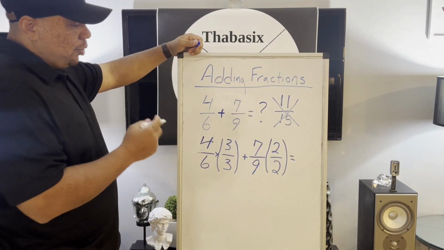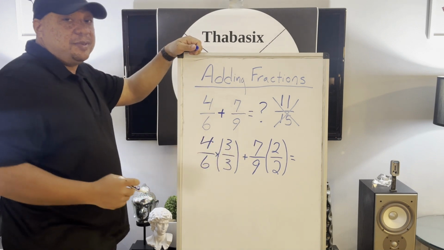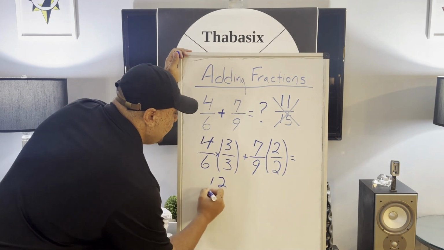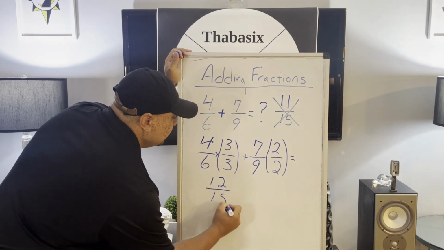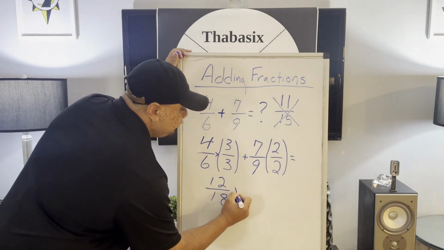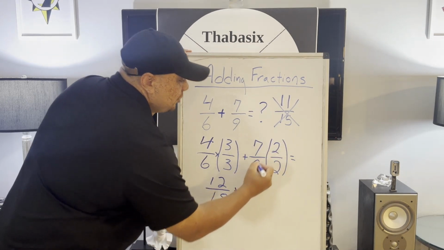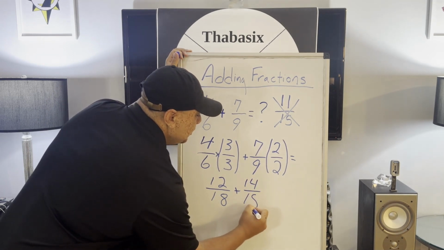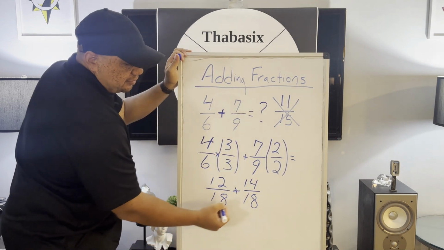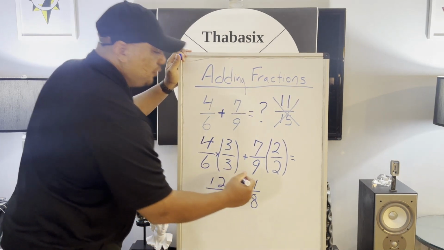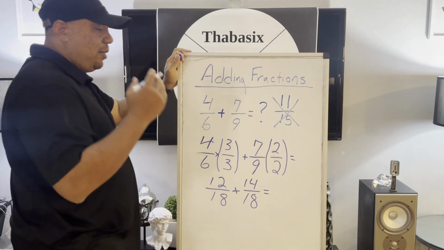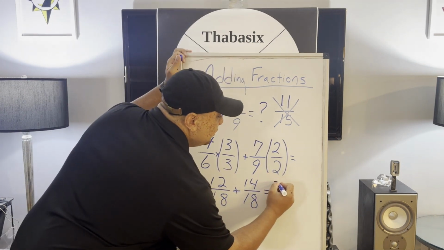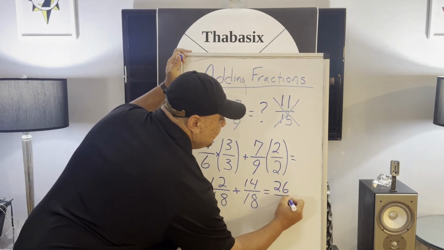Now, all you have to do when you multiply a fraction, you just multiply the top and multiply the bottom. So 4 times 3 would be 12 over 18, which is 6 times 3, plus 7 times 2 is 14 over 18. Now we can add, we have the same denominator. 12 plus 14. Now in my mind, 12 plus 12 is 24. Got two more. So we know that's 26 over 18.